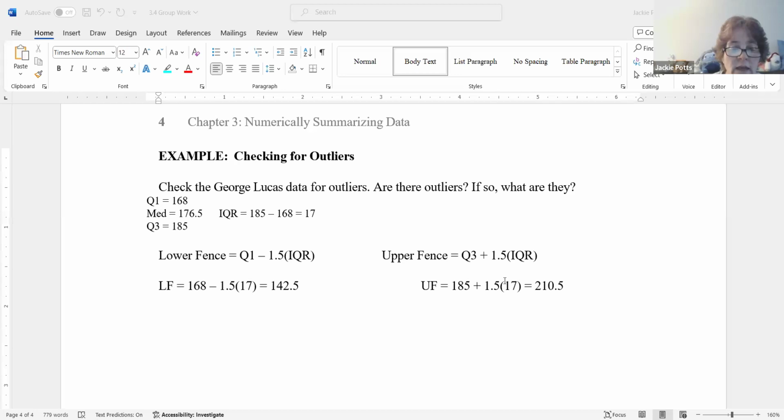All right, 210, I've got 2 of them. I get 213 and 390. So all in all, out of this George Lucas data set of 26, I've got 6 outliers. It means they're so small.